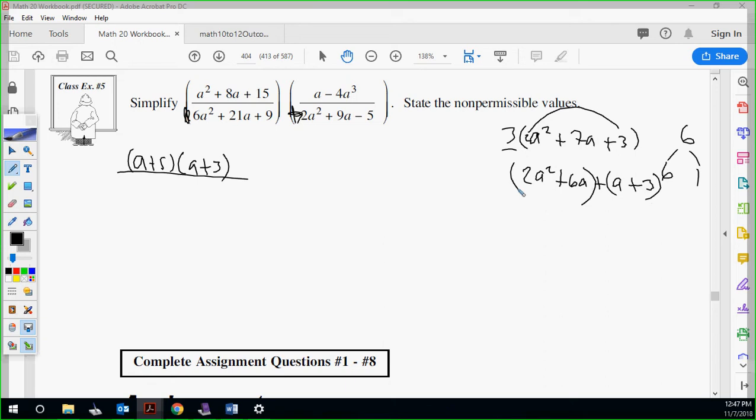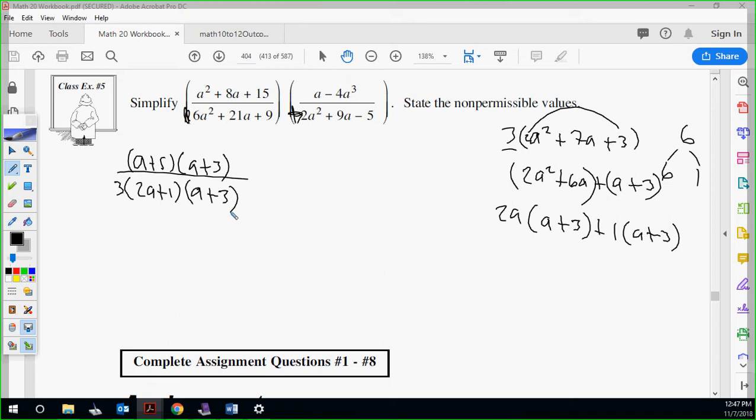Pull out a 2a. Yeah, just positive 1. So this one, nothing comes out because they're positive, so it's just going to be a 1 to us. And so now over here, it's going to be 3 times 2a plus 1 and a plus 3. Okay.